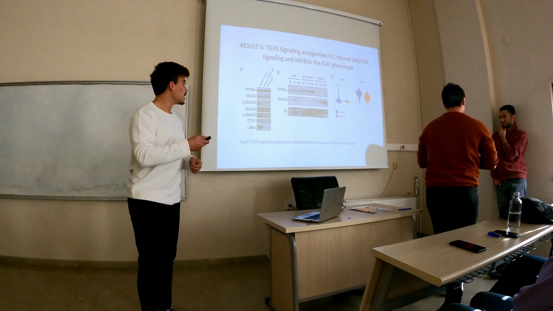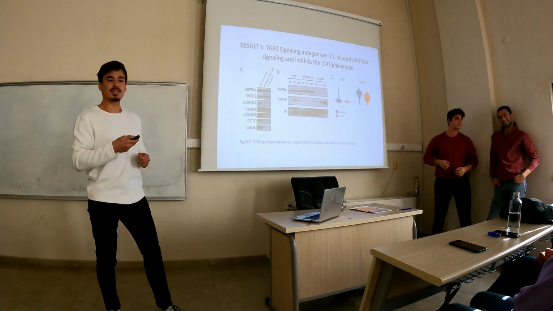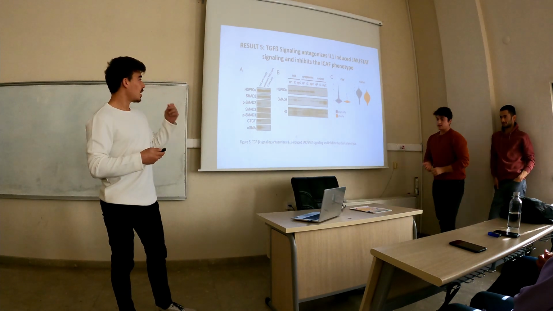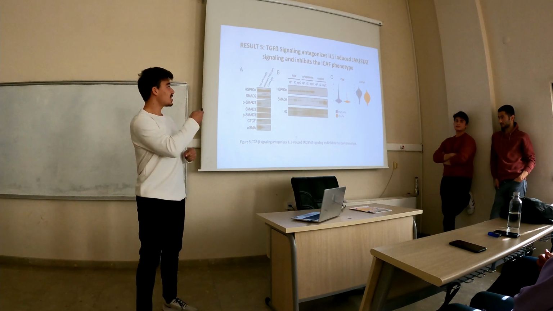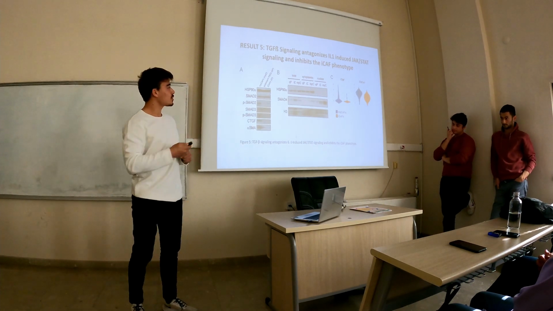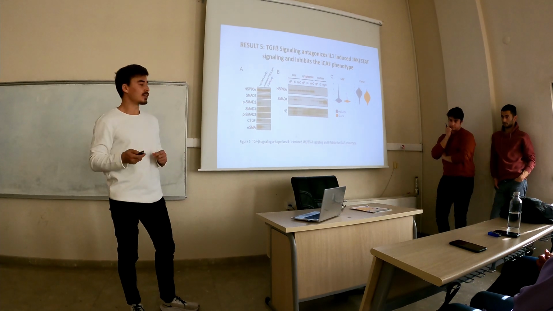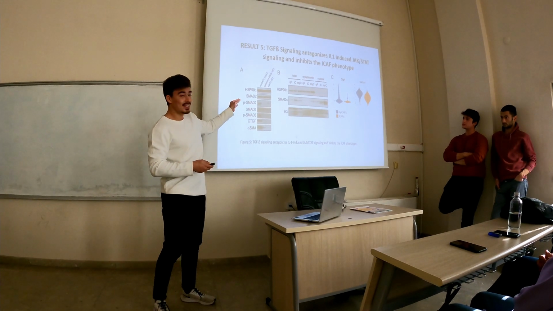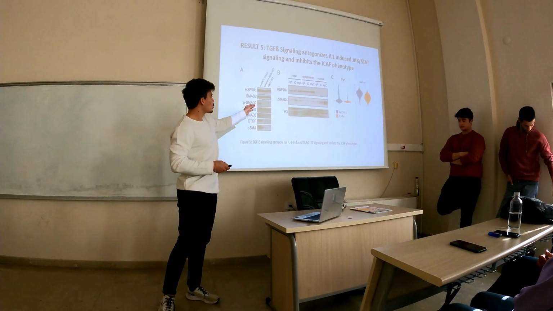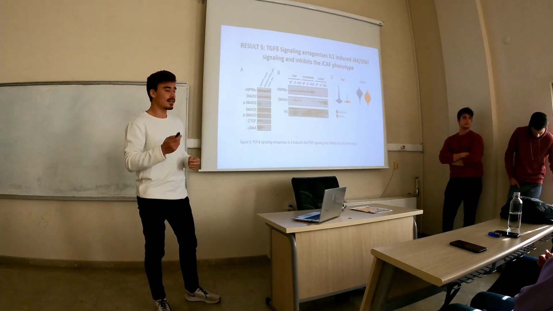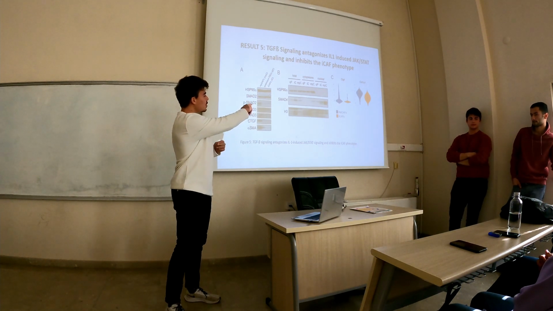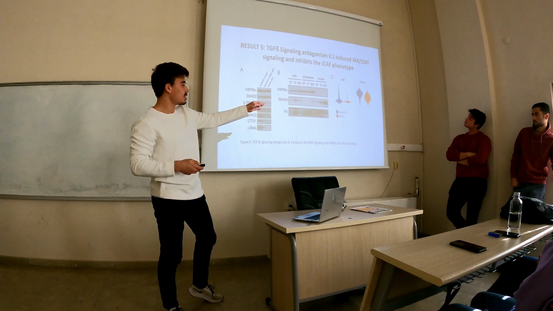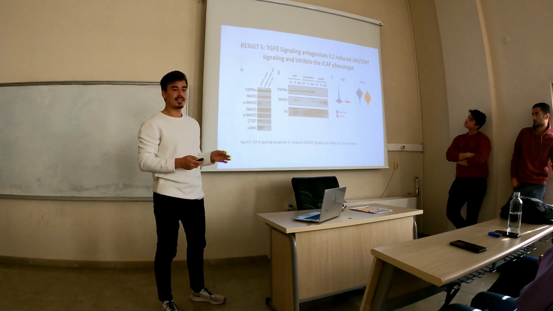Until here, Batın mentioned that JAK-STAT is important in IL-1 induction, and in the other three results, I'll mention TGF-beta signaling, and TGF-beta signaling antagonizes IL-1 induced JAK-STAT signaling and inhibits the ICAF phenotype. They used TGF-beta signaling markers to show that these markers are increased, and in figure B they used SMAD4, which is the TGF-beta effector, and its presence in the nucleus proves that TGF-beta signaling is active.